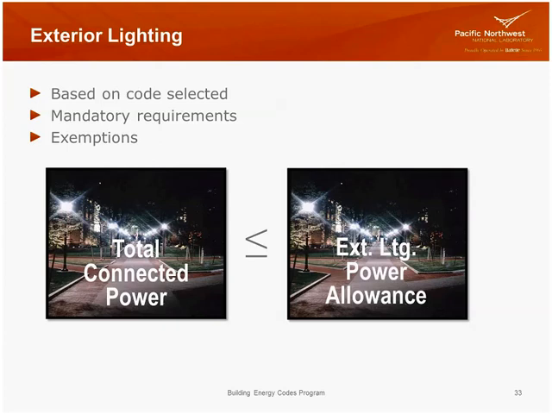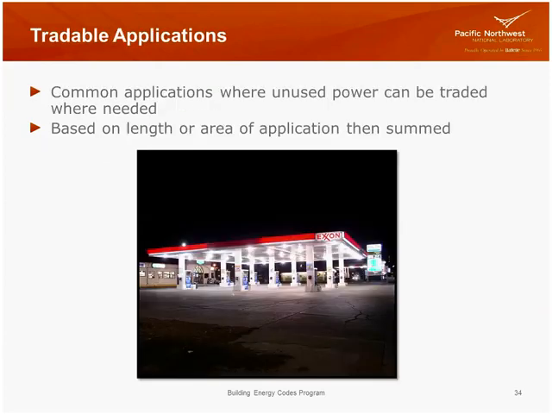So, the tradable applications: common applications where unused power can be traded where needed. And I gave an example of if you had one area where your proposed wattage was way higher than the allowed, but then your next application was a little less, you might be able to trade between the two. And then it'll sum them up, and you might be into compliance.